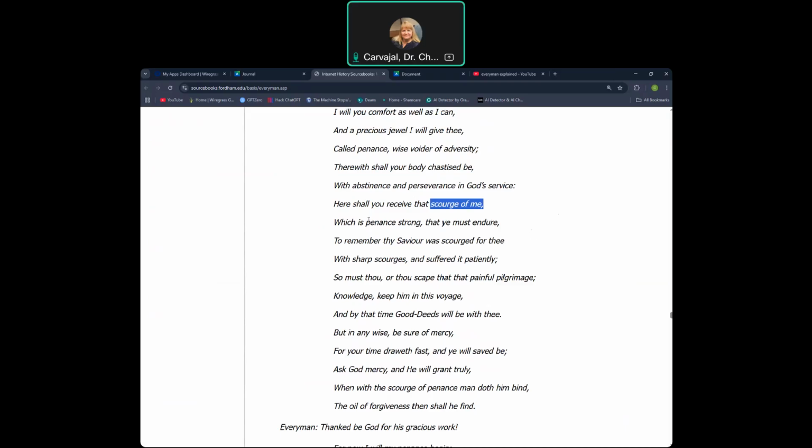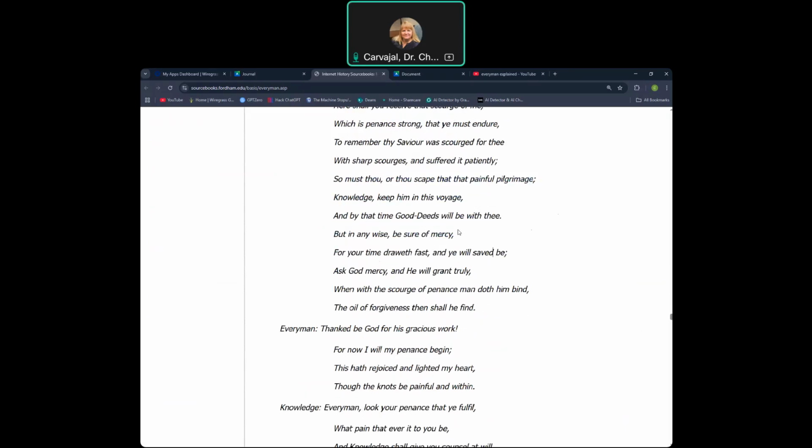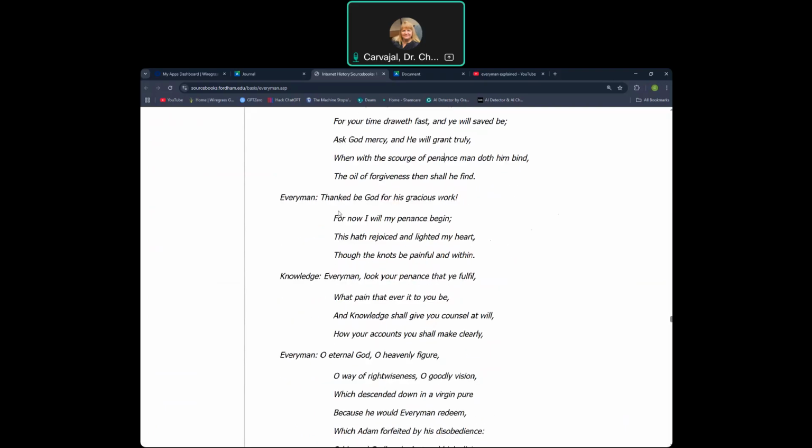But he's saying, you shall receive that scourge of me. And remember, your Savior was scourged for thee. This is all talking about being physically punished with sharp scourges, and suffered it patiently. So must thou, if thou escape that painful pilgrimage. You have no choice. Okay. But in any wise, be sure of mercy. So if you're willing to be cleansed of all this stuff, God will give you mercy and you'll be okay. Okay. And Everyman's like, oh, thank goodness. For now, I will my penance begin.